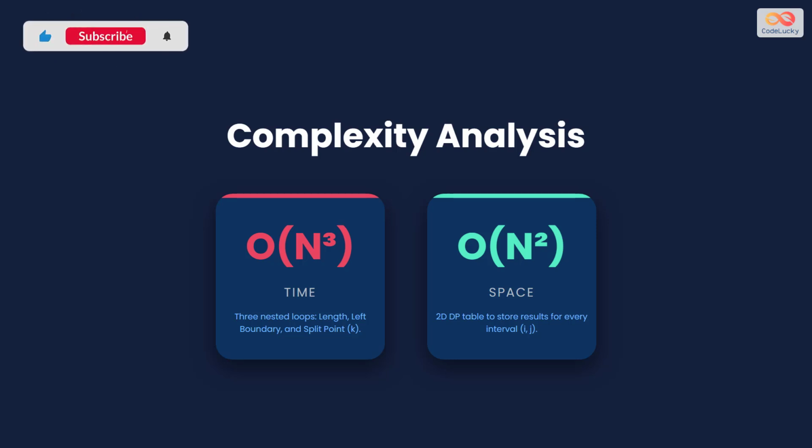Finally, let's talk performance. The time complexity is O(n^3) because we have 3 nested loops, one for the range length, one for the start index, and one for the split point. The space complexity is O(n^2) to store the dp table. This is efficient enough for typical input constraints where n is around 300 to 500.